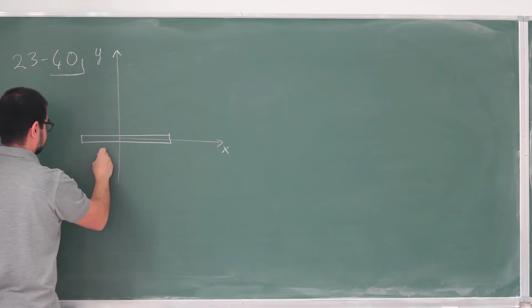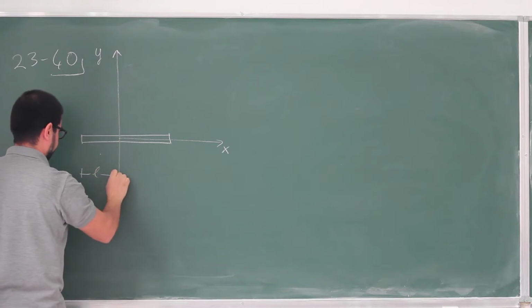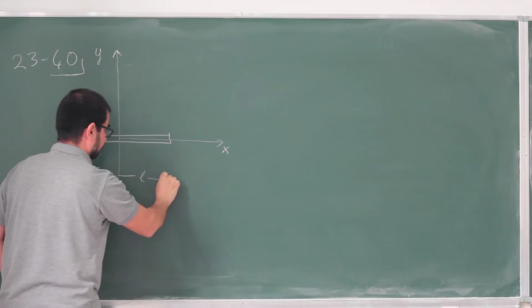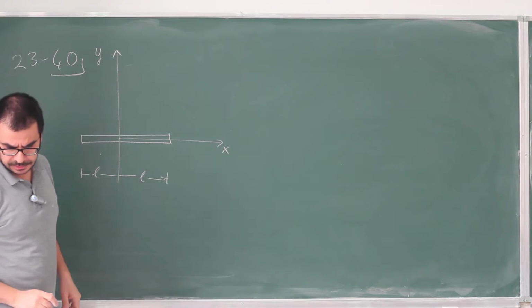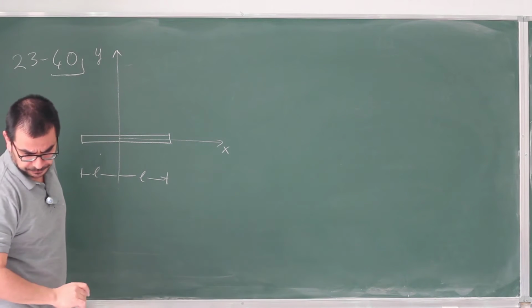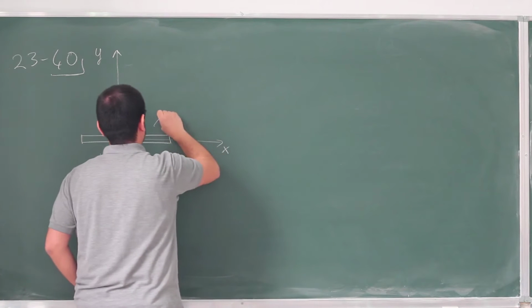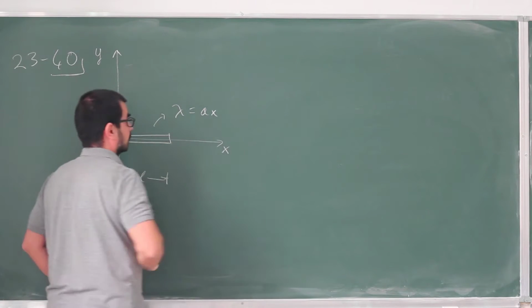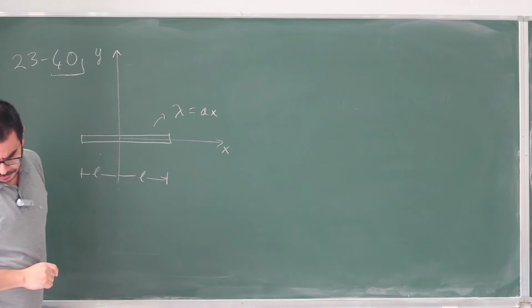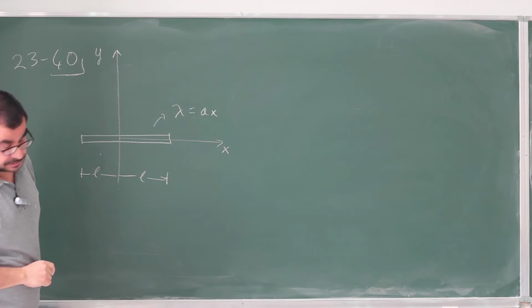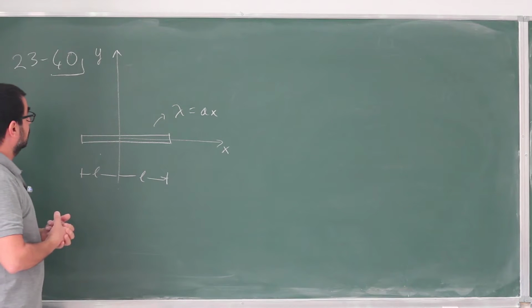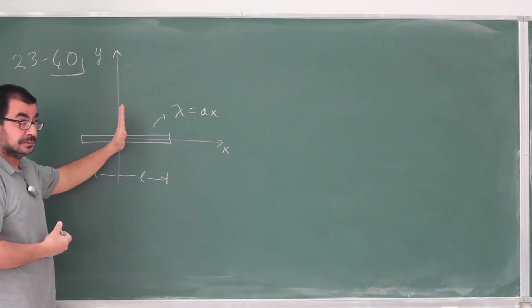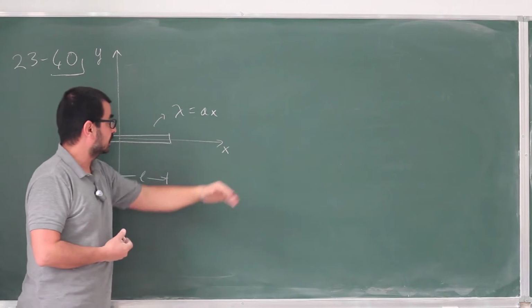The rod, two sides are of length L, and we are given some charge distribution on this. The linear charge density on the rod is lambda equals A times x. And we are to determine the potential for points along the y-axis and points along the x-axis outside the rod. So points along this axis and points along this axis, so points for the perpendicular bisector of this rod and for points along the rod.